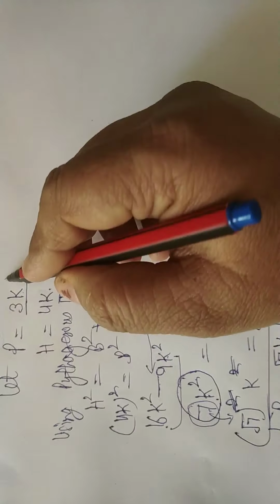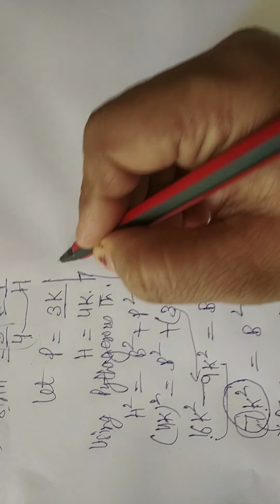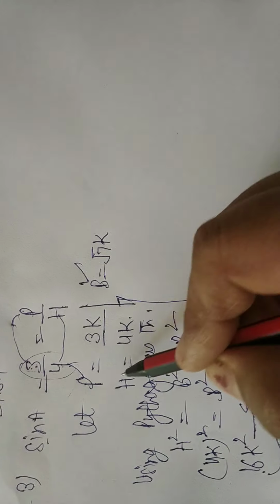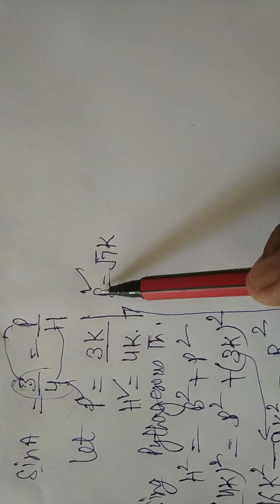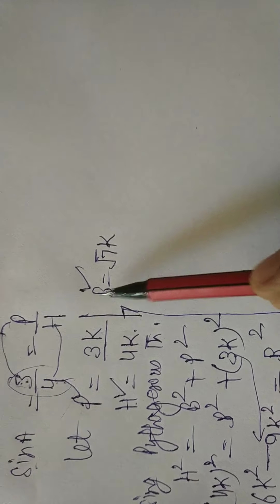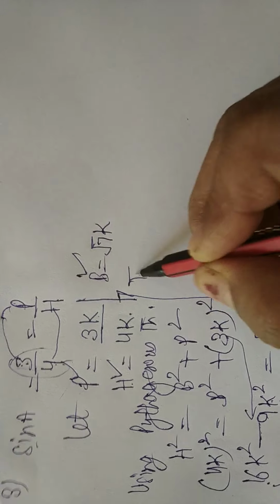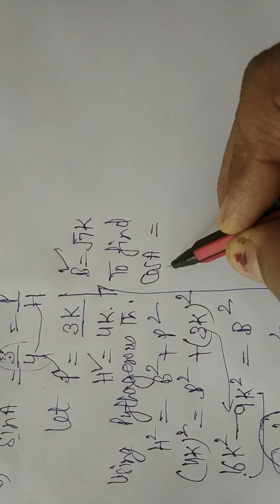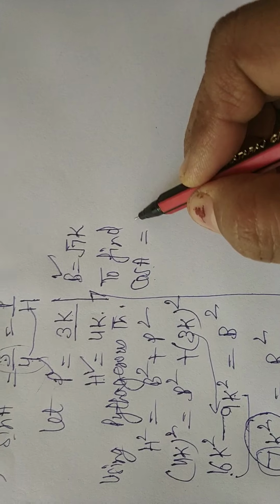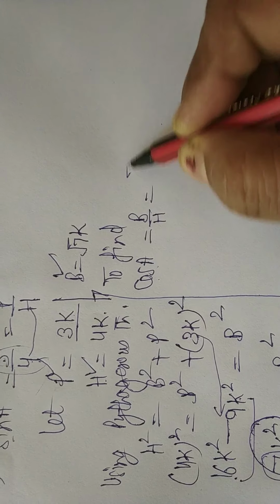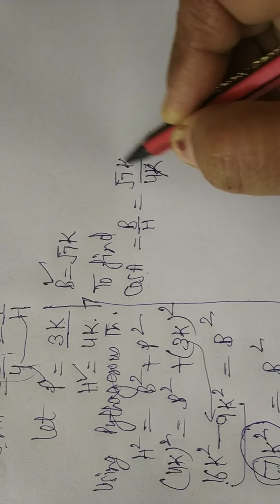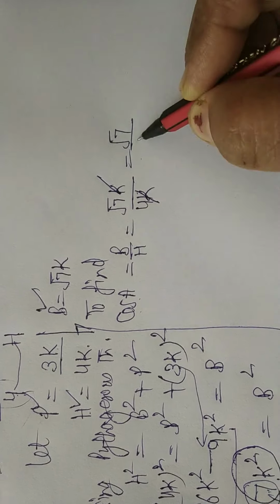So I have now all the three values. Base is given, I am writing here. Base is equal to root 7K. Now I have B, I have P, I have H. I have perpendicular, hypotenuse and base. So what I have to find out in question number 3? In question number 3, to find cos A. Students, you know the formula of cos A is equal to base upon hypotenuse. So now base is root 7K, hypotenuse is 4K. So K to K will cancel here and I will get root 7 by 4.